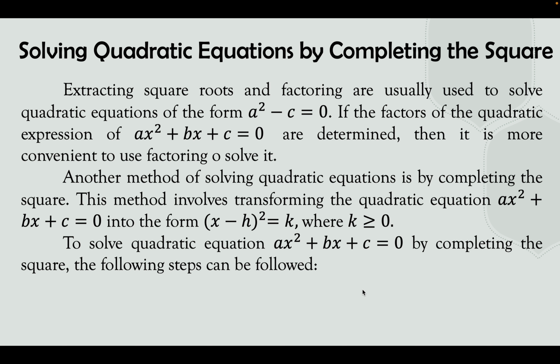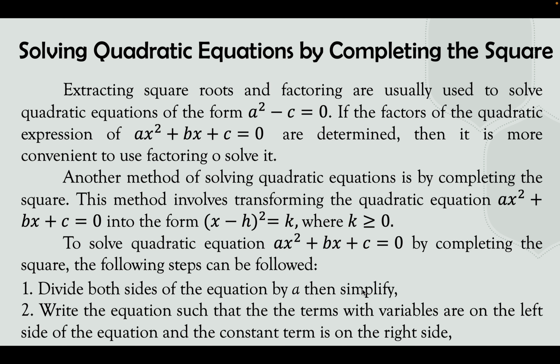This method involves transforming the quadratic equation ax squared plus bx plus c equals 0 into the form x minus h squared equals k, where k is greater than or equal to 0. To solve a quadratic equation ax squared plus bx plus c by completing the square, the following steps can be followed.